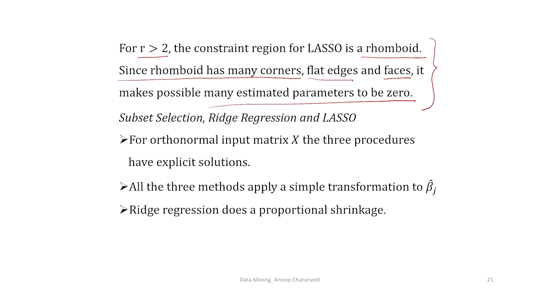Now, we compare these three procedures: subset selection, ridge regression and lasso. Say for orthonormal input matrix X, the three procedures have explicit solutions. There is no problem. You get explicit solutions in all the three procedures. Then all the three methods apply a simple transformation to beta hat j. For example, in ridge, beta hat j ridge is simply equal to lambda j upon lambda j plus c times beta hat j. So, there is a simple transformation.